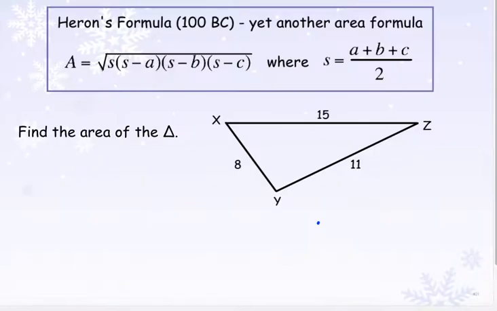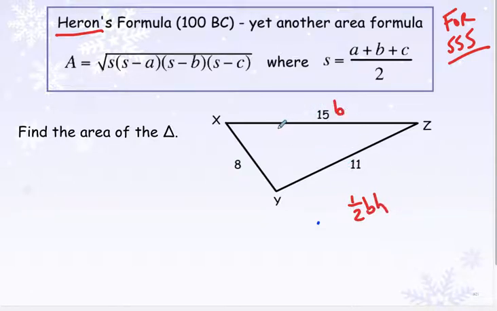Okay. And then lastly, we have a new area formula. It's called Heron's formula. This is when you know all three sides. So back in geometry, if you were trying to use 1/2 base times height, you would run into an issue. So like if you made 15 your base, the height would have to be perpendicular to the base. And you had a way of finding this, but it was pretty tricky. So Heron's formula is really nice and easy if you know all three sides of a triangle.